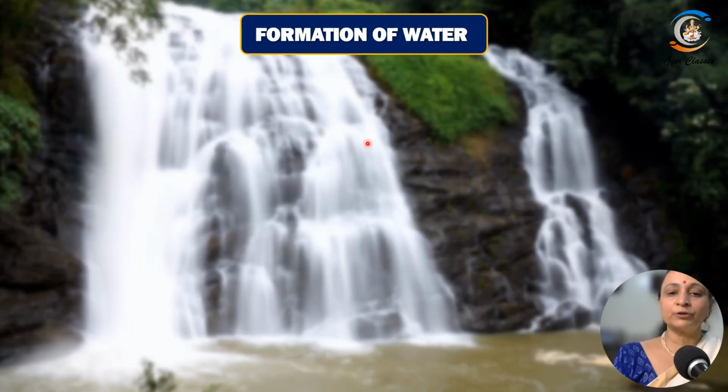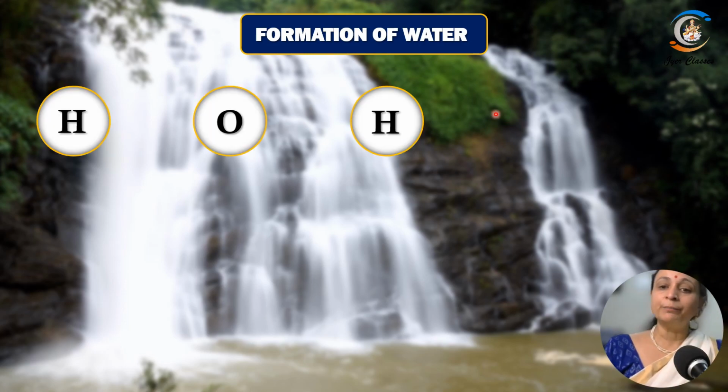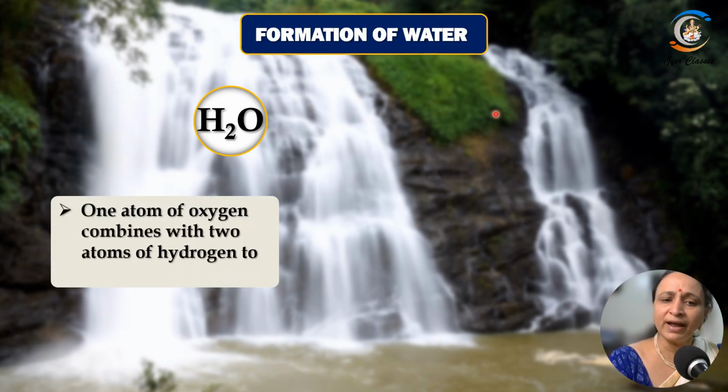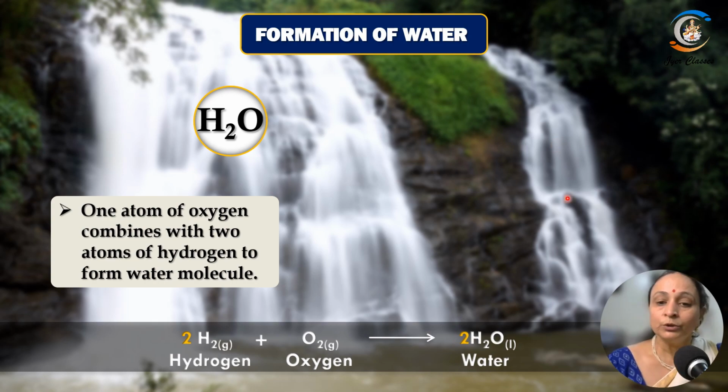The next is the formation of water. How is water formed? Water is made up of hydrogen and oxygen. So you have two atoms of hydrogen combining with oxygen to make water, H2O. Simple reaction: one atom of oxygen combines with two atoms of hydrogen to form one molecule of water. You can see that two molecules of hydrogen in the gaseous form react with one molecule of oxygen to give you two molecules of water, again in the liquid state, right?